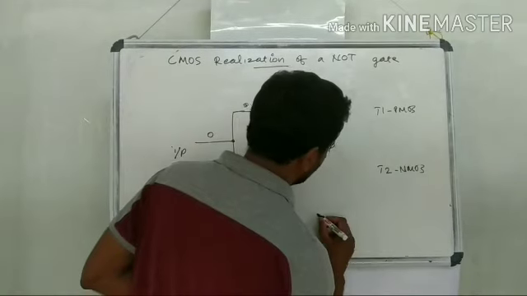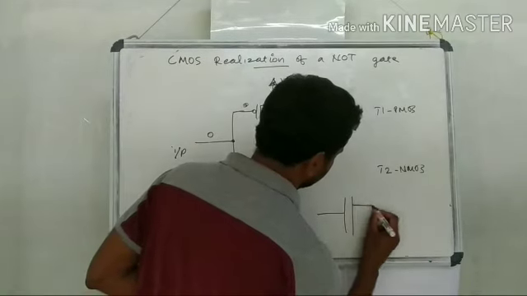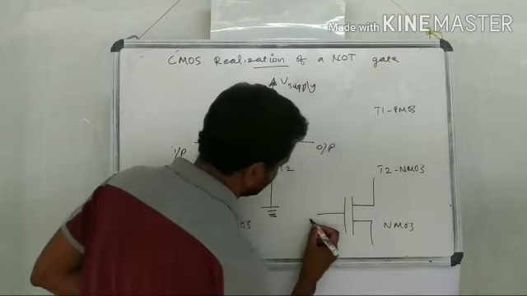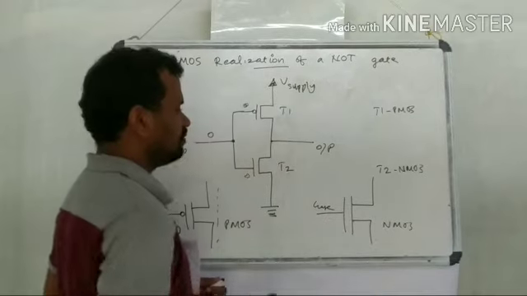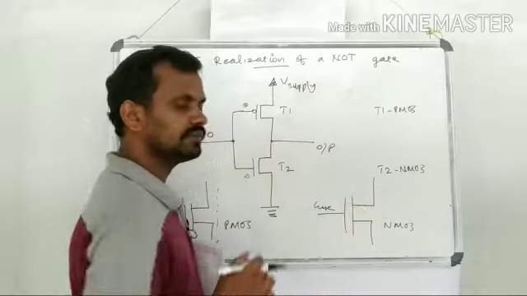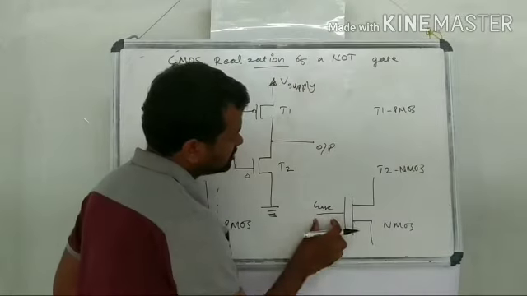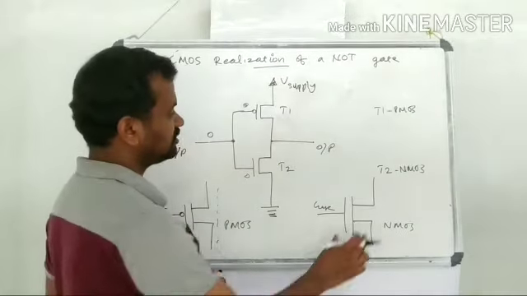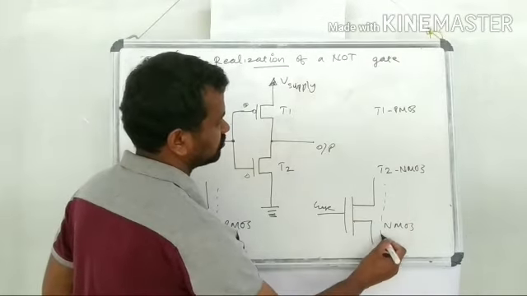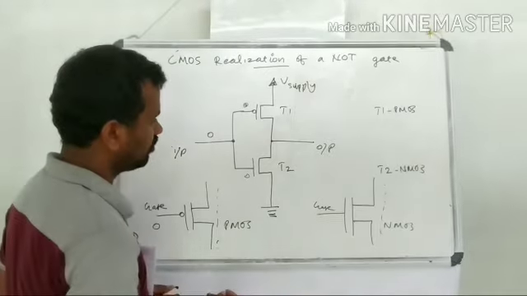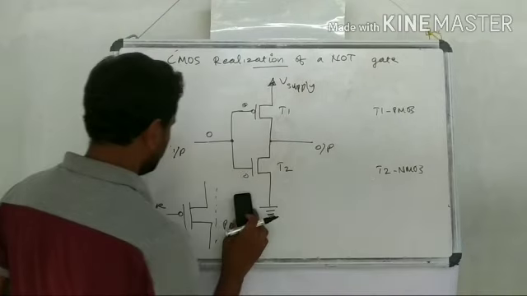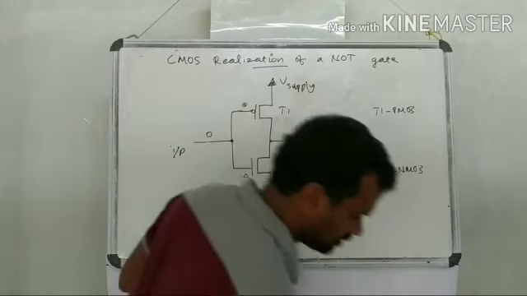In the case of NMOS, this is our NMOS transistor gate input. When the gate input is a low value, this transistor is turned off and there is no path. And if the value at this gate input is a high value, then this transistor will be turned on, and then there is a path from this one to this two. Okay, that's about the NMOS and PMOS transistor working.